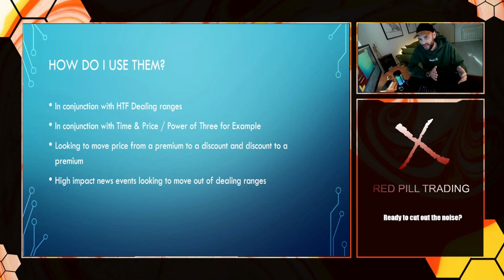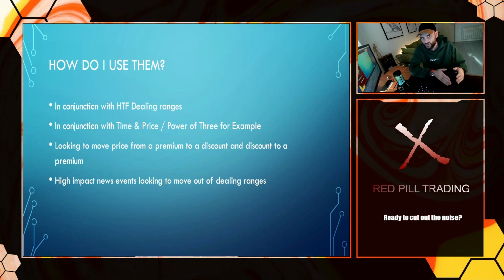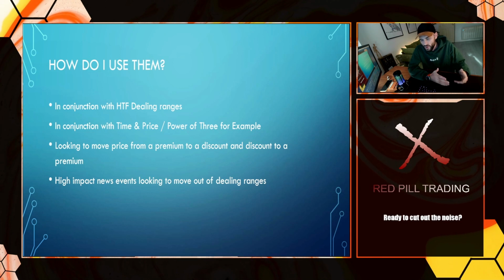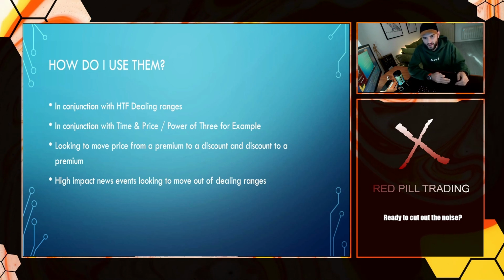If you understand time and price, you understand algorithmic theory and when those algorithms are. And for those who are inside Red Pill, they will know what those price algorithm times are, because we talk about them regularly.